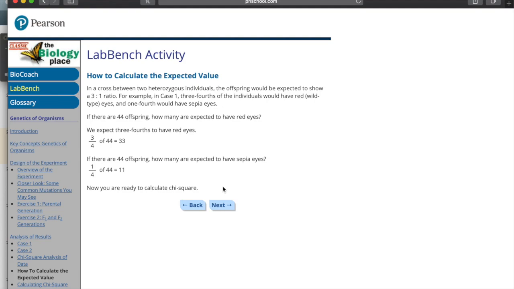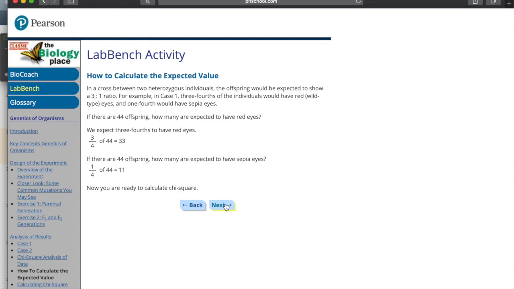So in a cross between two heterozygous individuals, the offspring would be expected to show a 3:1 ratio, right? Because this is a monohybrid cross. We're going to have one individual with the double homozygous dominant trait, two heterozygous individuals, and then one double recessive, so homozygous for the recessive trait. For example, in case 1, 3/4 of the individuals would have red wild-type eyes and 1/4 would have sepia eyes. If there are 44 offspring, how many are expected to have red eyes? So there is going to be 3/4 of the individuals that have red eyes because this trait is dominant. So we can do 3/4 of 44, we get 33. And then same thing for the sepia eyes, we just do 1/4 of 44.